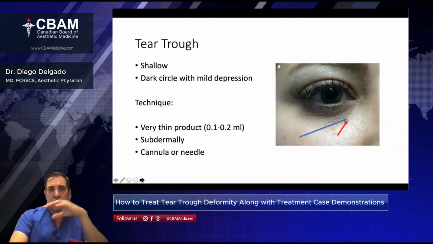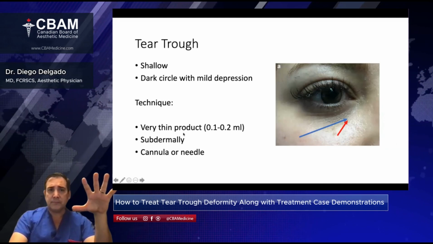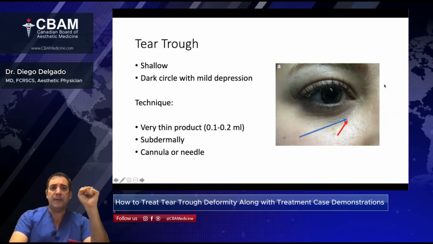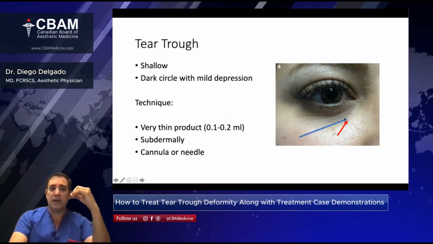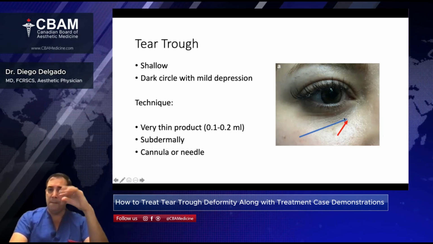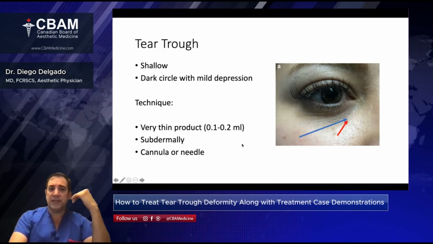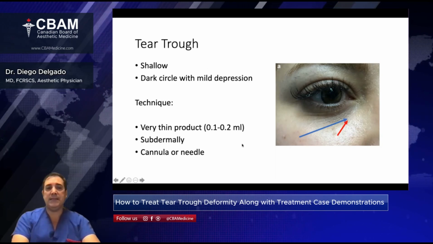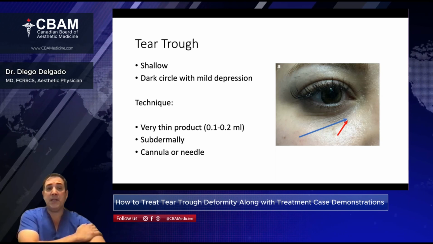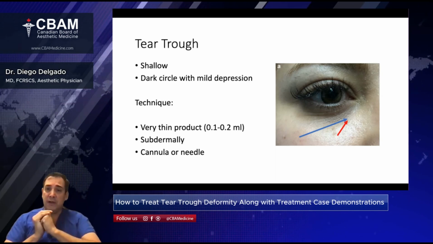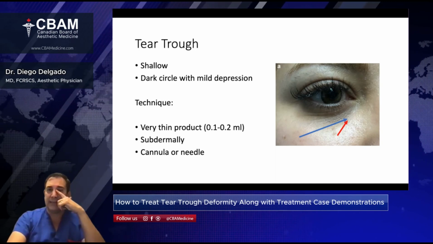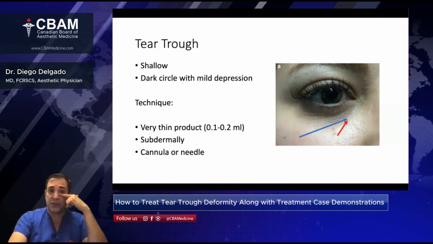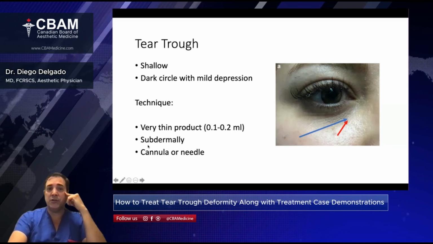So let me show you examples of tear trough. This is one where you have what we call a grade 1. It's shallow. It's a little of a dark circle with very mild depression. So the technique to treat this is sometimes to put a very thin type of product, aliquots from 0.1 to 0.2 in that small anatomical triangle area that I mentioned.